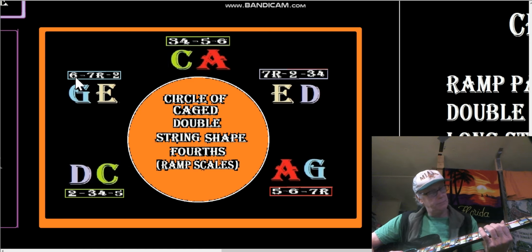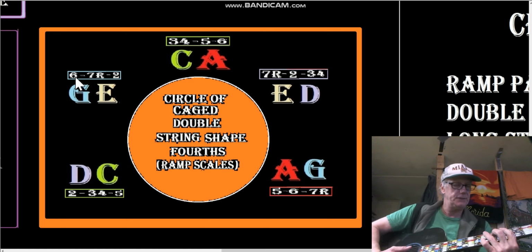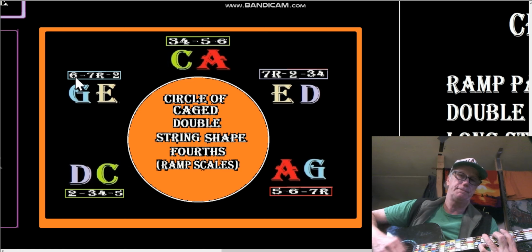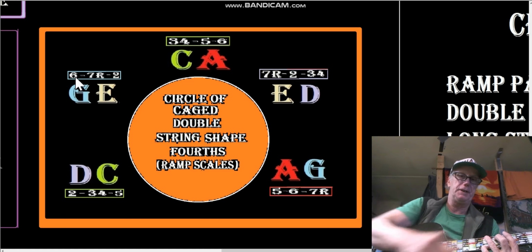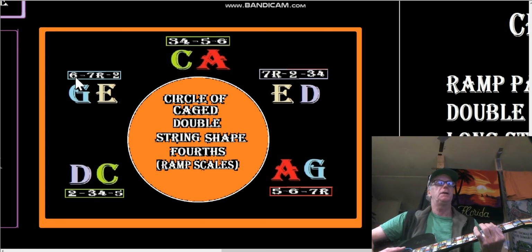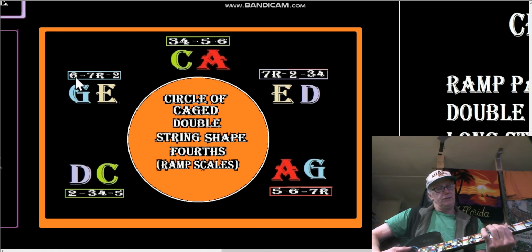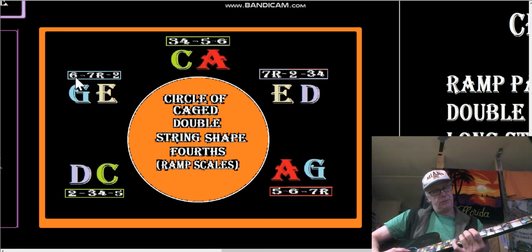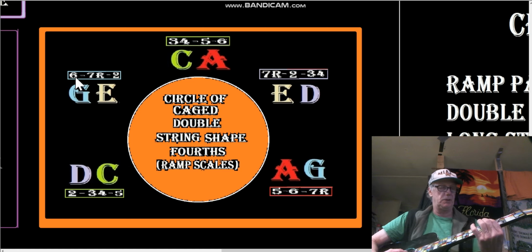Remember, a G starts on the 6th. Why? Because when we play a G chord open, this would be your fret, not my finger. The E becomes the 6th. So the G string shape is 6, 7, root. When we play a G string shape there, I forgot what we were talking about. We got 6, 7, root, and then we can go root 2, 3. We could go into the long pattern from there.